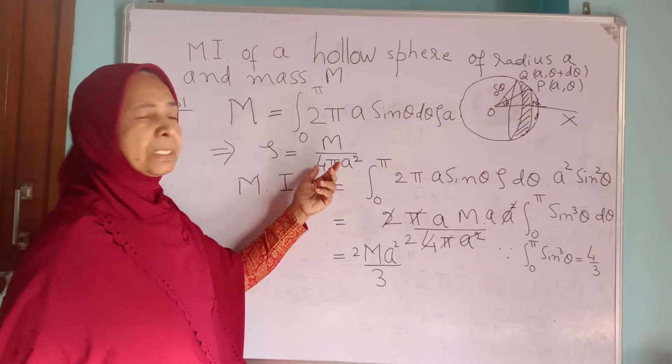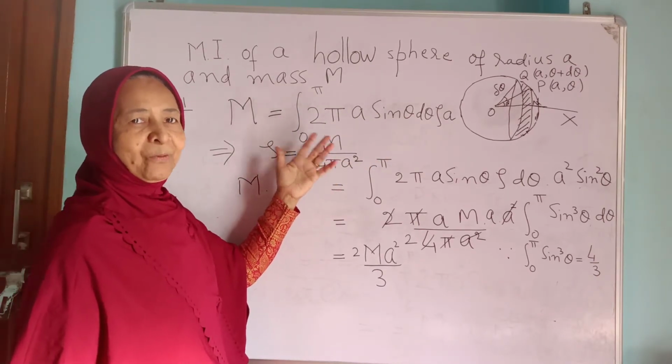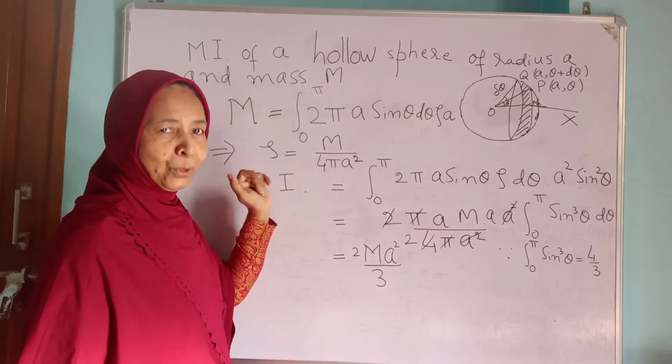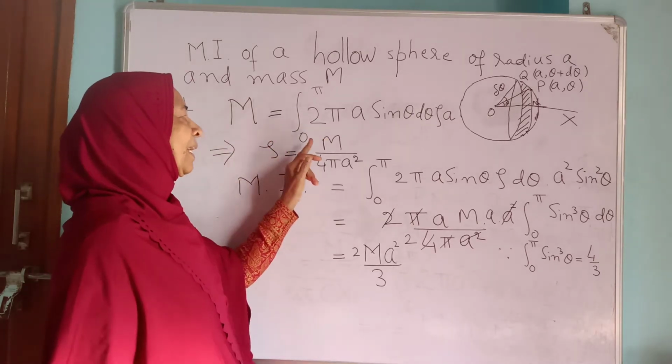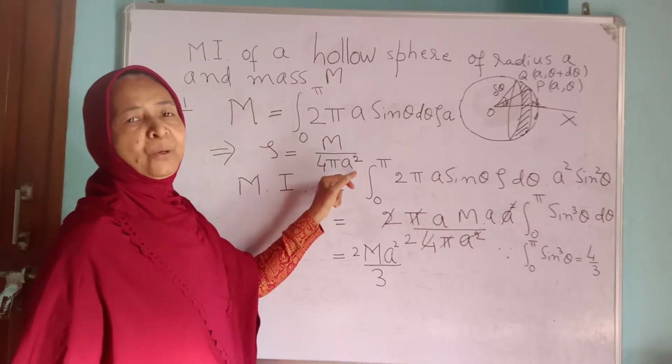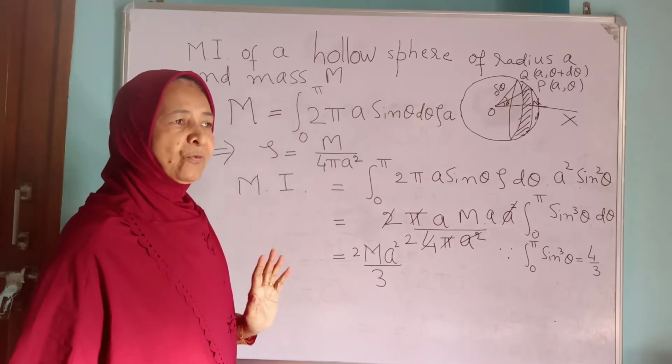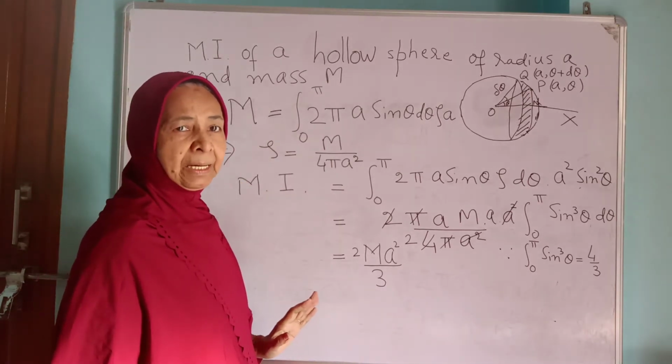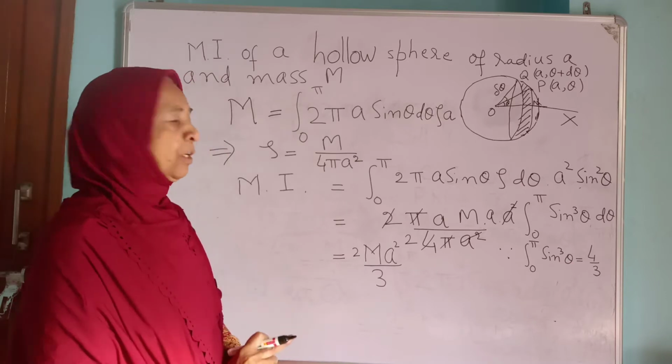So, that becomes, what that becomes is known to you. So, the density will become M divided by 4 pi a square. So, first thing you obtain the density, next you obtain the moment of inertia.